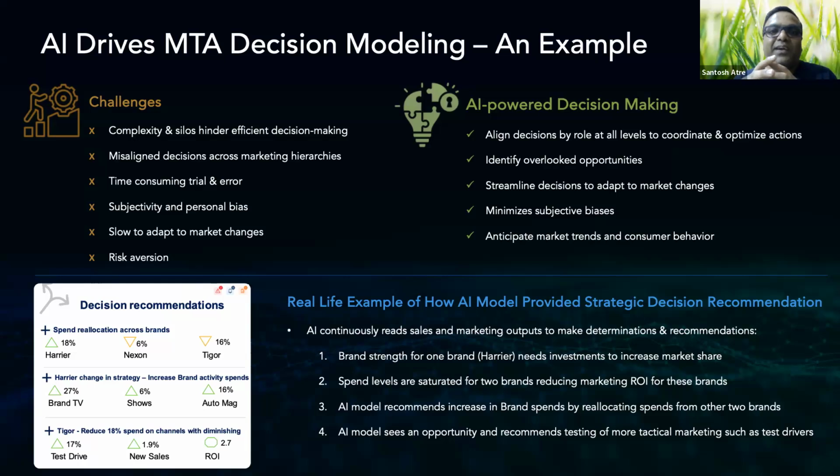And if you want to bring all of this together, it takes more time, and there is misalignment in decision making today because of the various marketing hierarchies that you have, and it is extremely time consuming. There is trial and error, and you also bring in subjectivity and personal bias into marketing decisions. And because of this, you're slow to adapt to market changes, and that's why marketing strategies are not very agile today, and it takes a lot of time to pivot and change your strategy to something that is completely new.